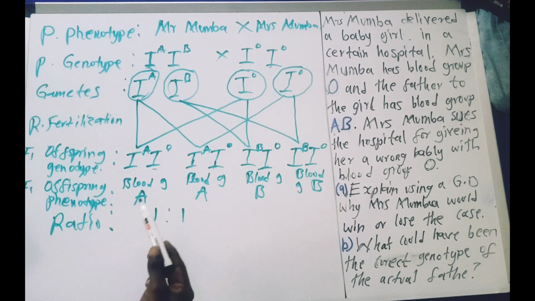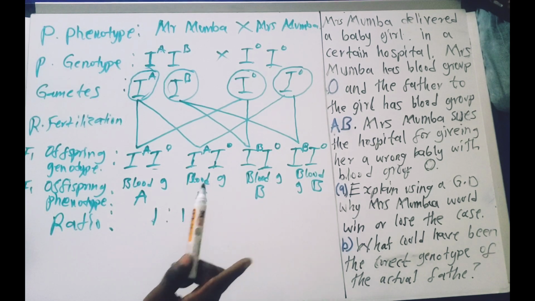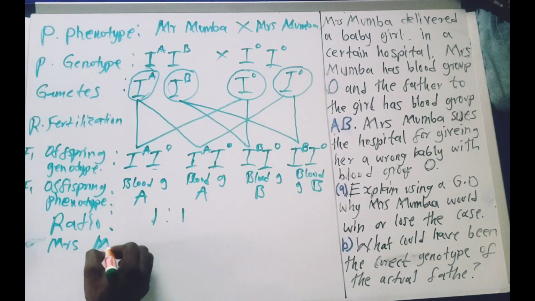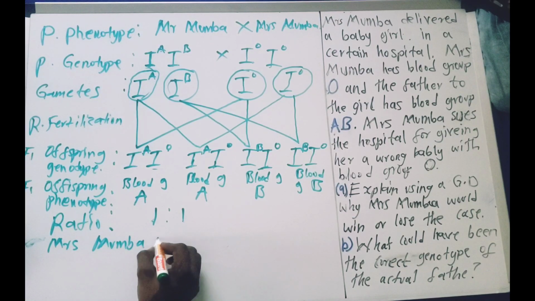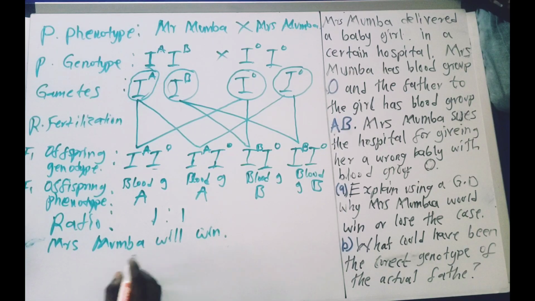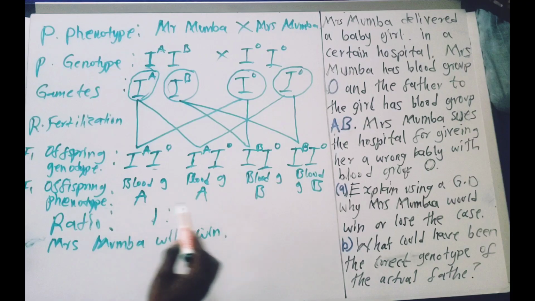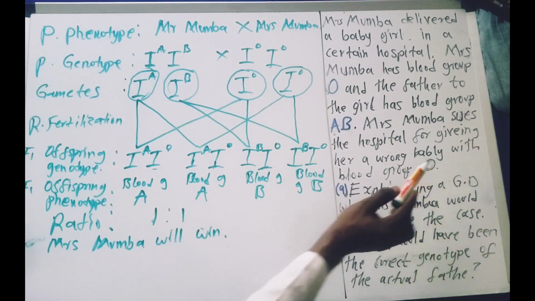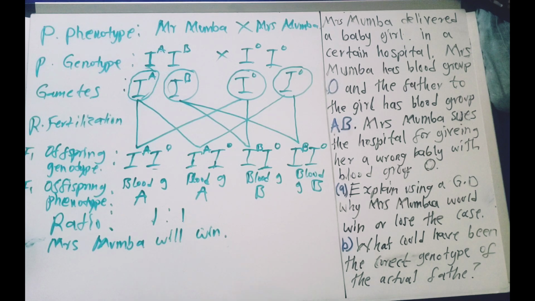Okay? So meaning Mrs. Mumba was what? Was right. So you write now that she was going to what? She will win. So you say Mrs. Mumba will what? Will win. Why? The reason is simple, because there is no any offspring with blood group O. Meaning this child that they gave her with blood group O was not her child. So she was right. I hope you get the concept.